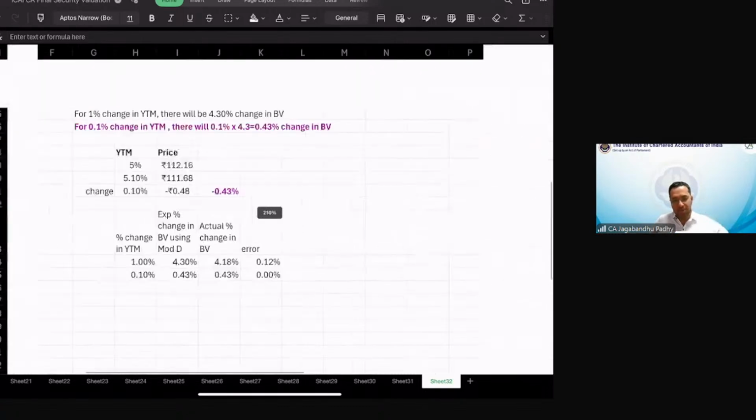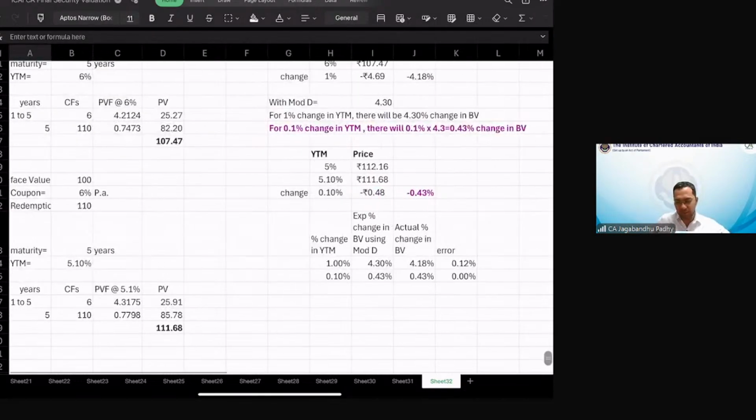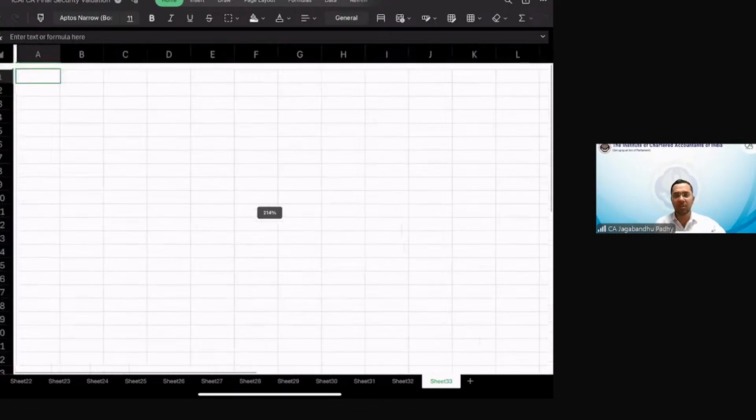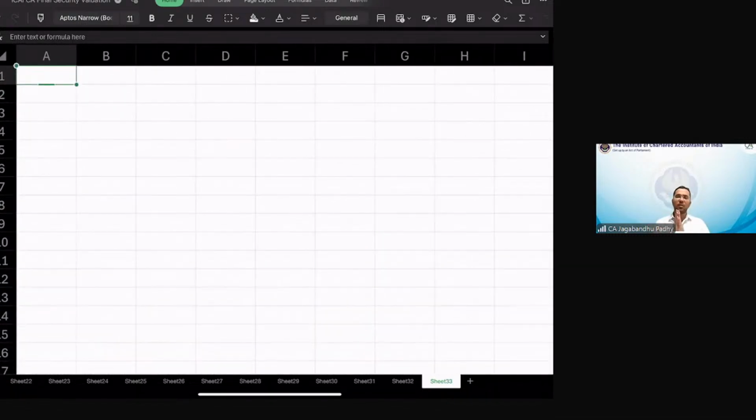Okay. Now, to understand the reason behind that error, we'll have to understand the shape of the bond value with respect to the YTM.